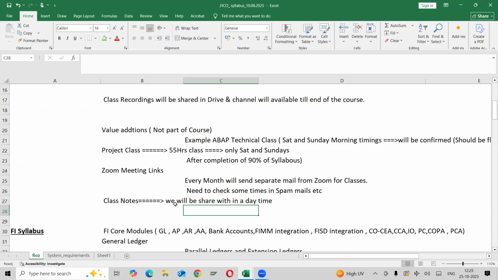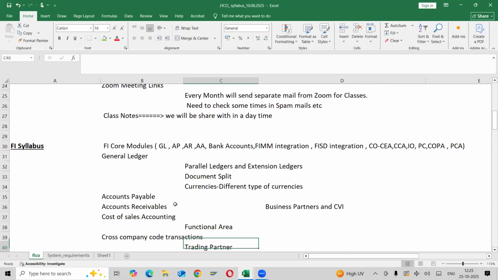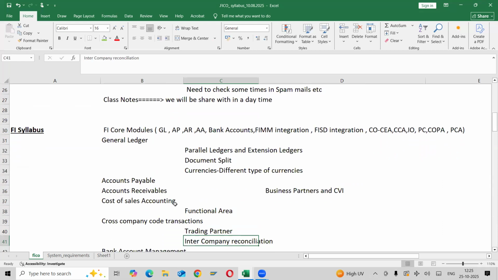Right? Again, if I want to cover my syllabus points, I'm reiterating. Okay. So the FI module, core modules, what are the modules we are going to cover? GL module, AP, AR, that is general ledger, accounts payable, accounts receivable, asset accounting, and bank accounting. In-depth bank accounting we are going to discuss, and in-depth asset accounting, both in ECC and S4HANA.